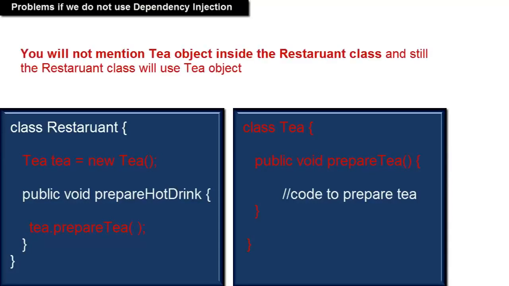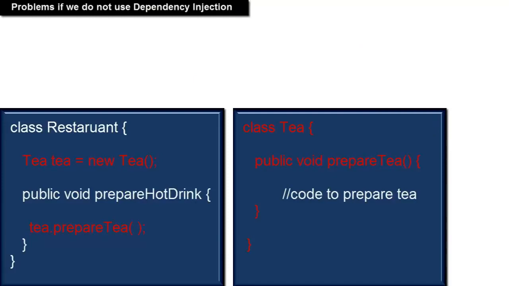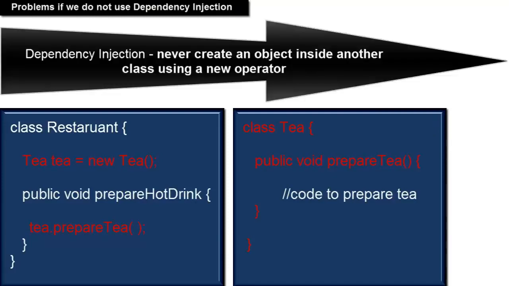You will not mention Tea object inside the restaurant class and still the restaurant class will use Tea object to prepare tea. And the framework which helps you in making this possible is the dependency injection framework. It says never create an object inside another Java class using a new operator. I will create all objects along with their dependencies in your application and you just use them. The framework is so excellent that you really overcome all such problems using it with less code, more readable code and more maintainable code.